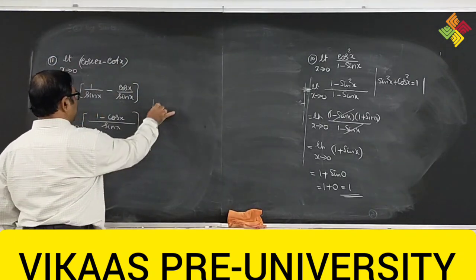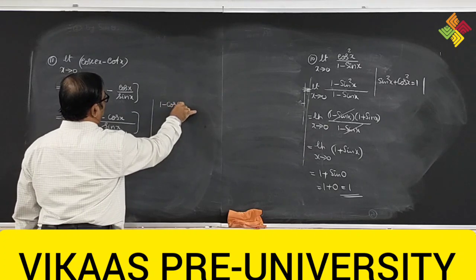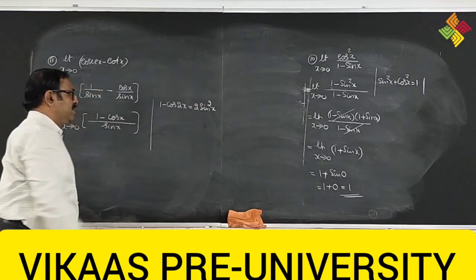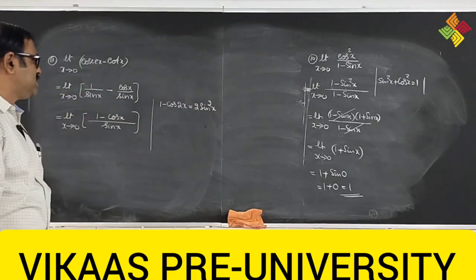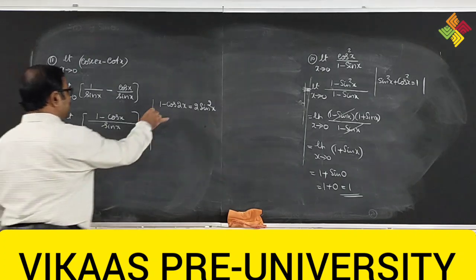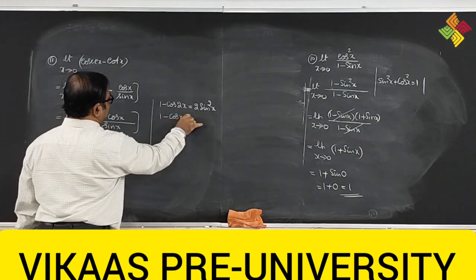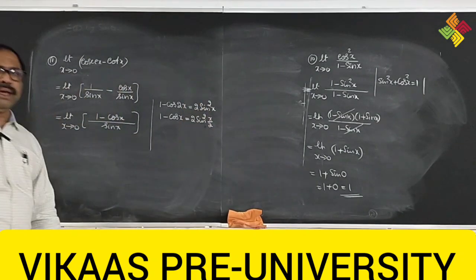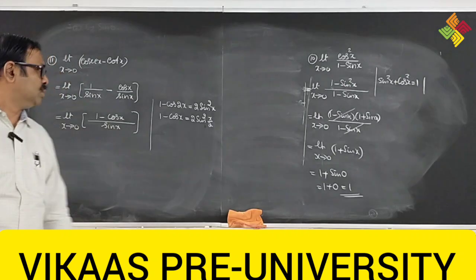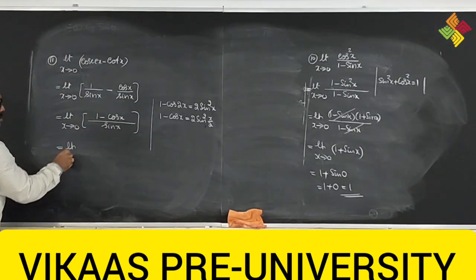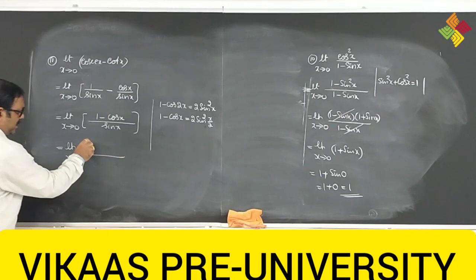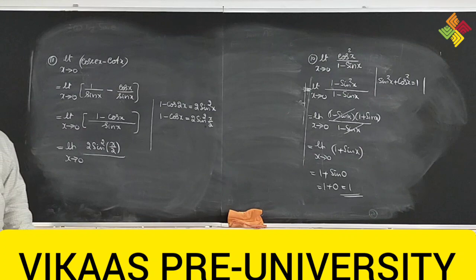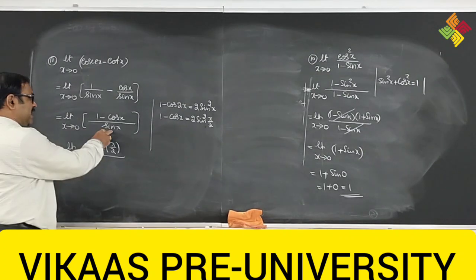First, remember this. We have the formula 1 minus cos 2x. Try to recall this. 1 minus cos 2x is equal to how much? 2 sin square x. Therefore, what is 1 minus cos x? 2 sin squared x by 2. So limit x tending to 0 of 2 sin squared (x by 2), then divided by sin x.